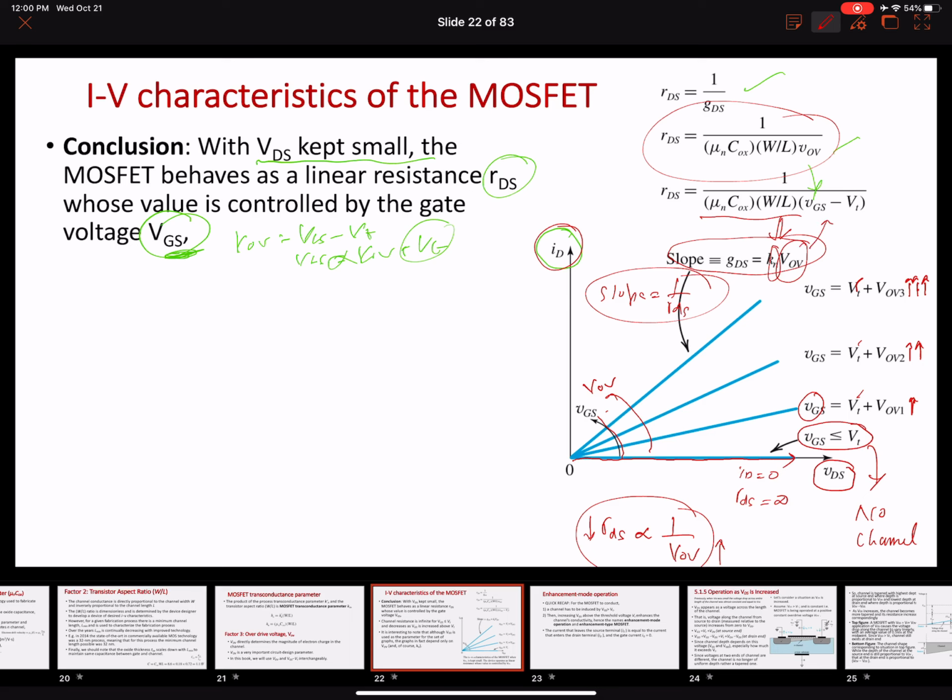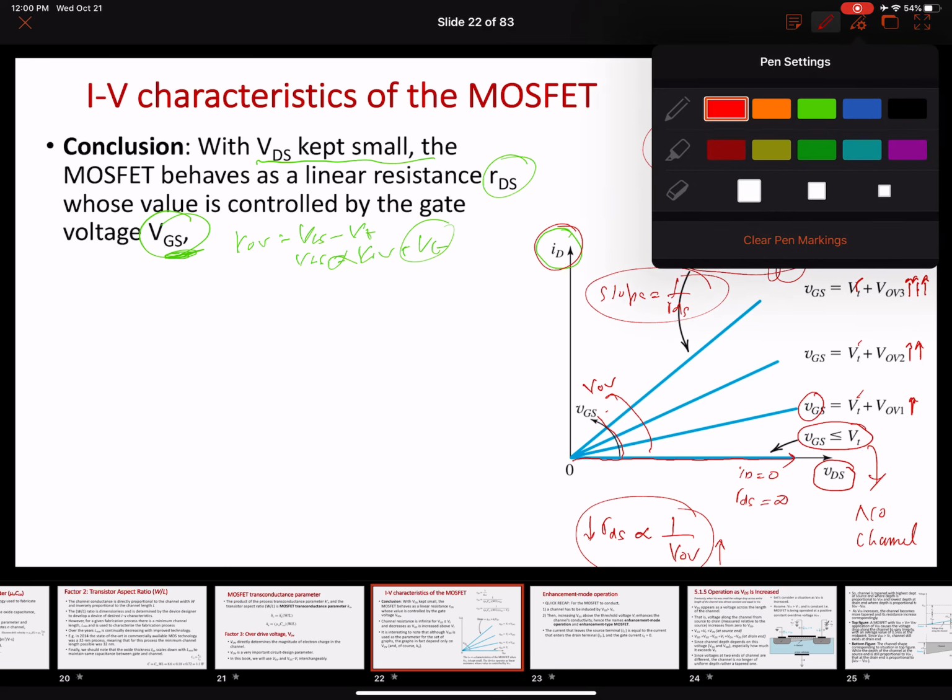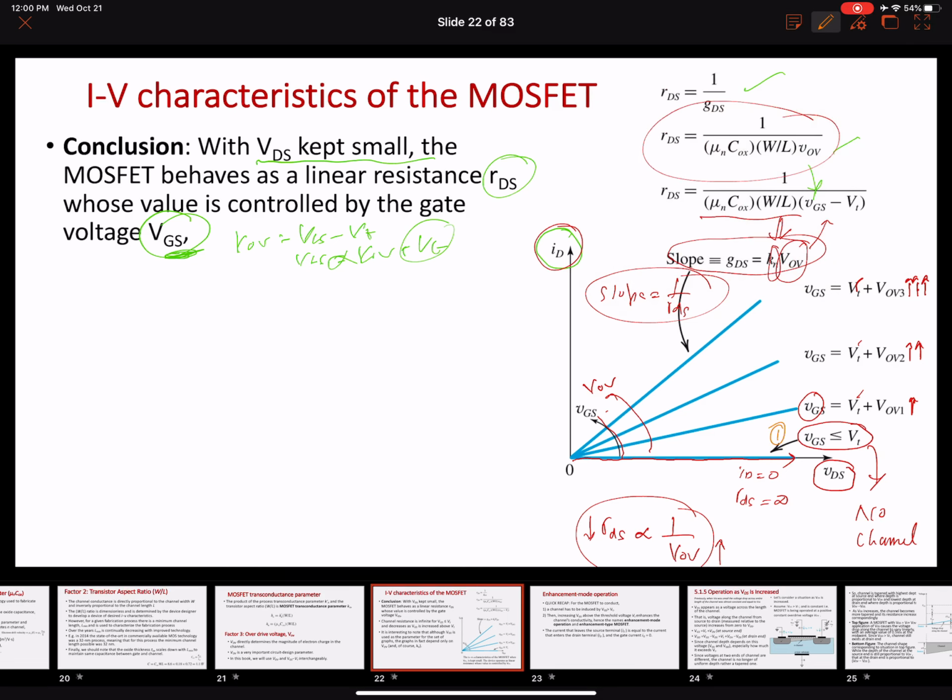All right, so 2 important things going on over here. Actually 3. The first one is when the gate to source voltage is less than the threshold. When the gate to source voltage is less than threshold voltage, nothing will flow because no channel will be induced. Second, as we increase the overdrive voltages, right, the total current that will flow through the channel will increase and the slope will increase as well, right, with the slope being 0 over here and the slope being infinity over here, and the resistance will reduce.